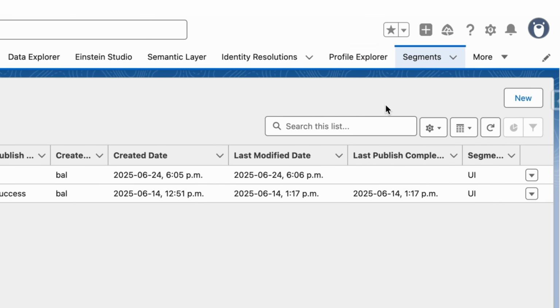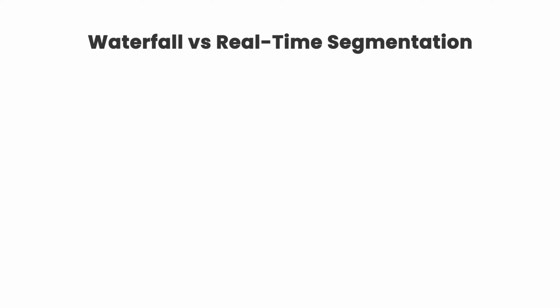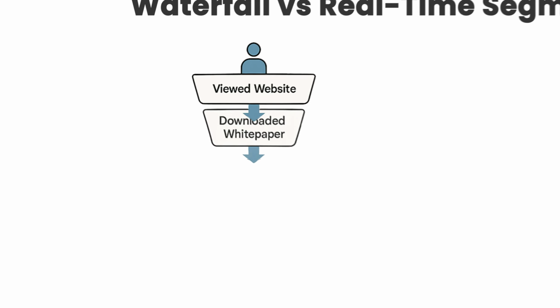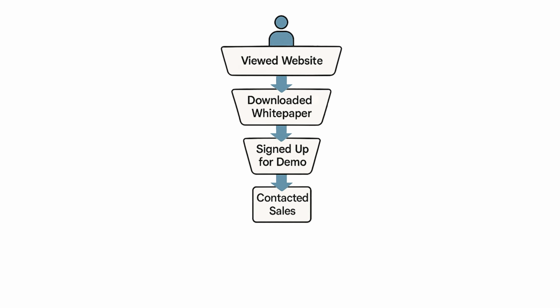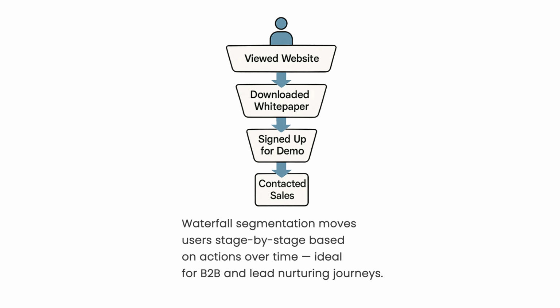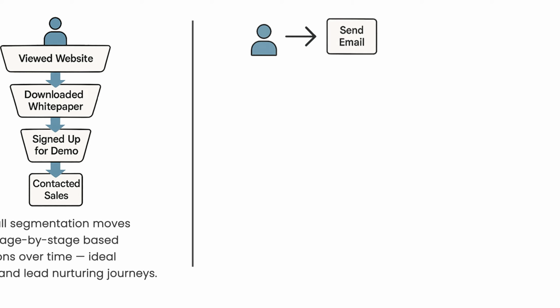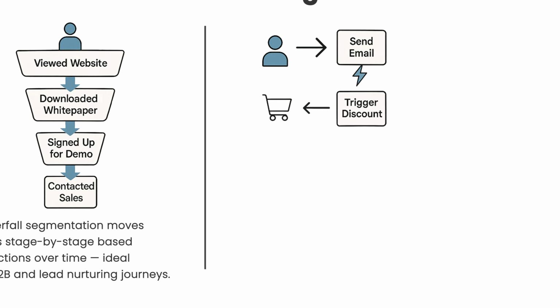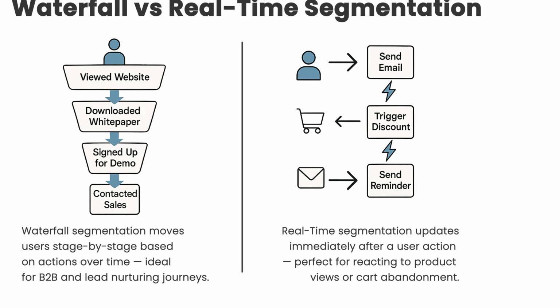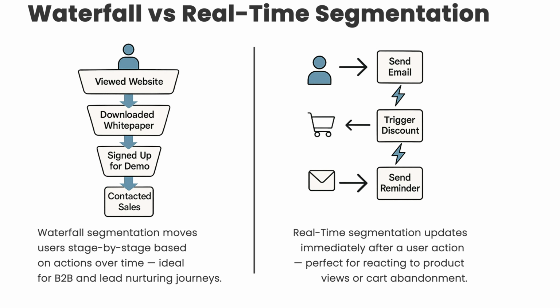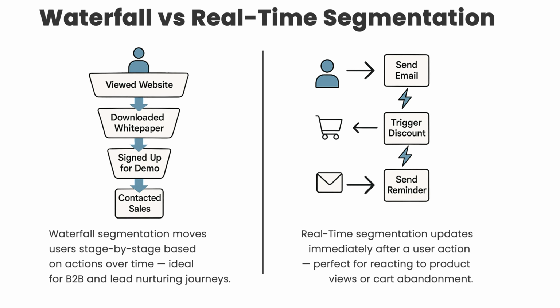Let me click on segments again, click on new. Here are the waterfall segment and the real time segment. The difference between waterfall and real time is, waterfall, think of this as a funnel where people move through stages based on what they do. It's great for business to business journeys or lead creation. And the real time segment updates instantly based on the event. For example, if someone abandoned their cart or viewed a product, you can react right away.